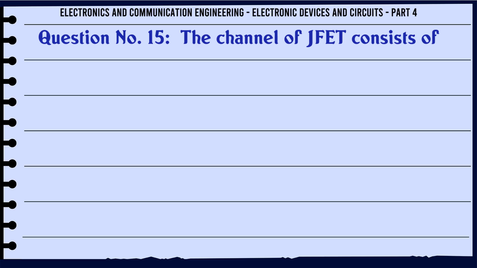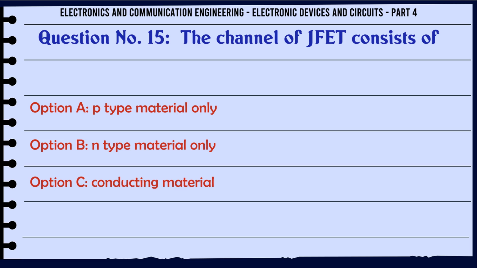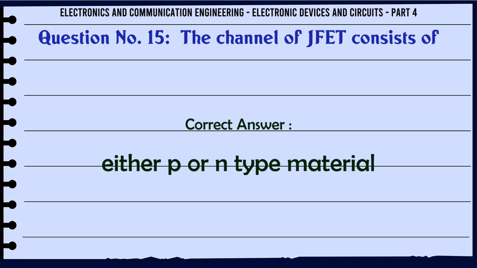The channel of JFET consists of: A. p-type material only, B. n-type material only, C. conducting material, D. either p or n-type material. The correct answer is either p or n-type material.